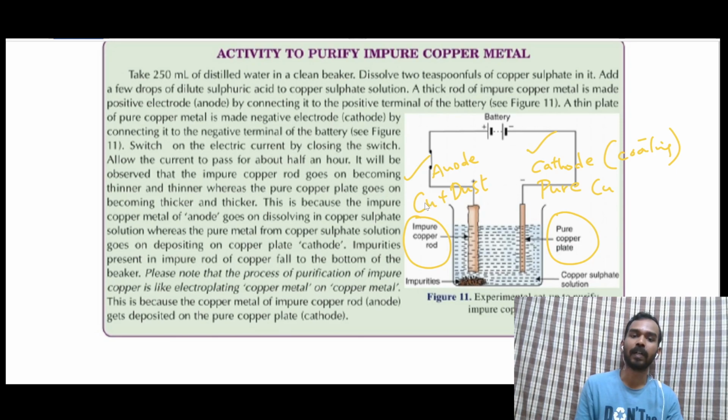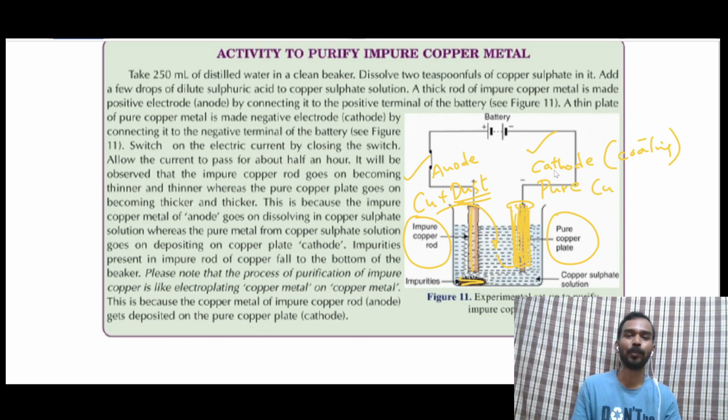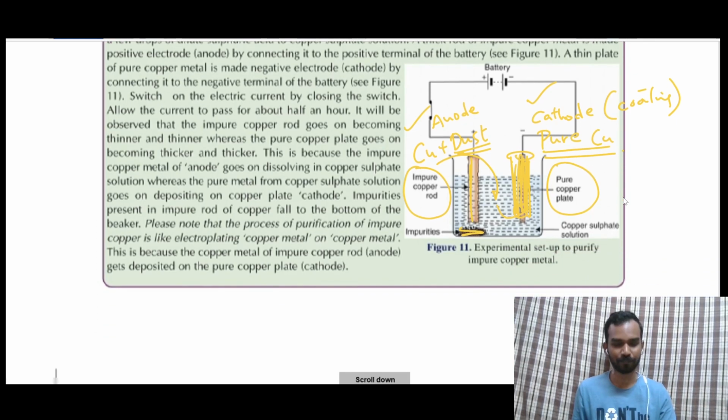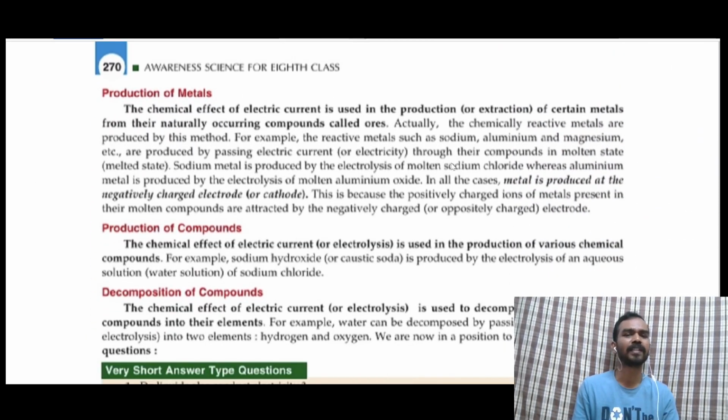So copper will go into this copper sulfate, and from here it will get deposited onto this copper. Now this will shrink, and this will increase. And what happens to the dust? Dust will settle. Now you got a pure metal. This is pure metal. You can take it out and use it. So in this way, metals can be purified.